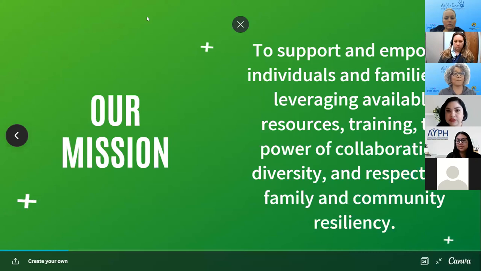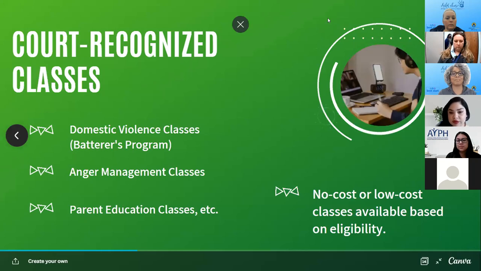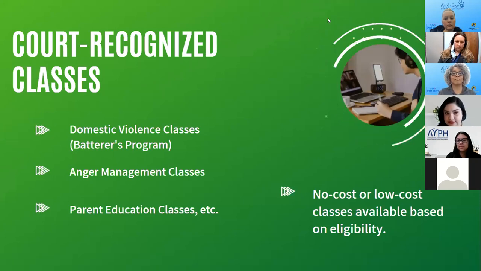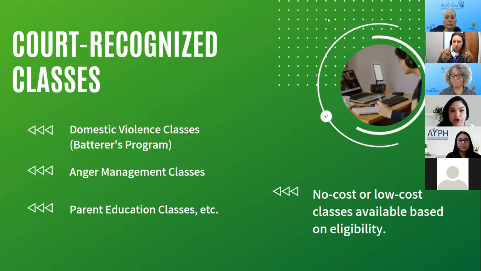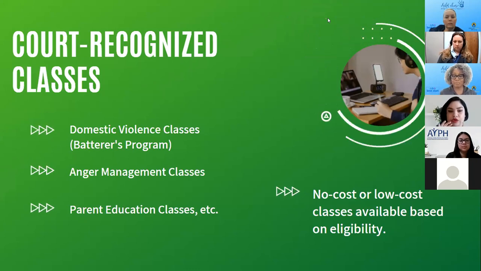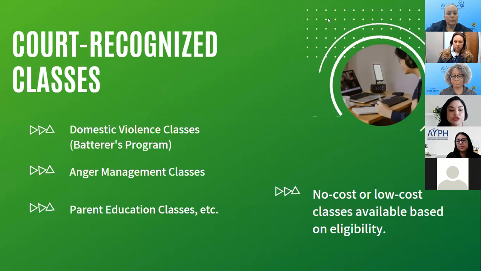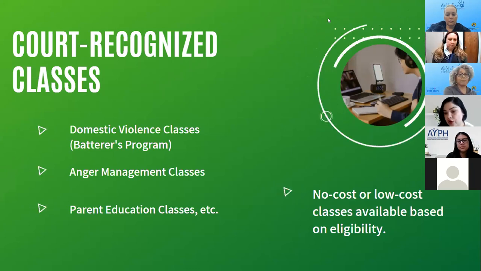So here at Olive Support Services, our mission is to support and empower individuals and families by leveraging available resources, training, the power of collaboration, diversity, and respect for families, and community resiliency. Our main bulk that we offer is court-recognized classes. CCAV is mainly preventative. We're more hands-on, trying to bring together the family and trying to unify parents, gain custody. So we do parent education classes, we do anger management classes, and all of these are at no cost or low cost.